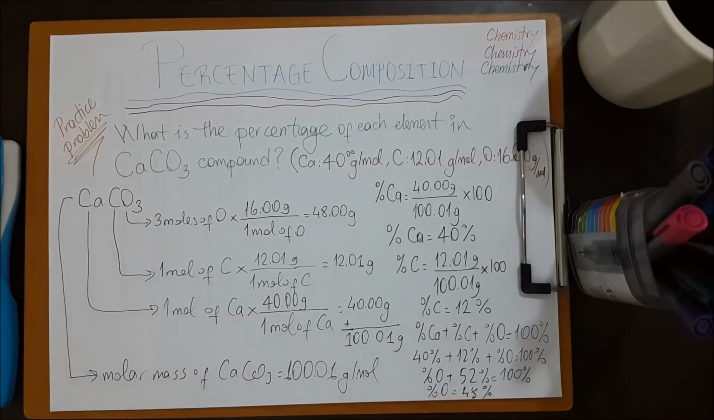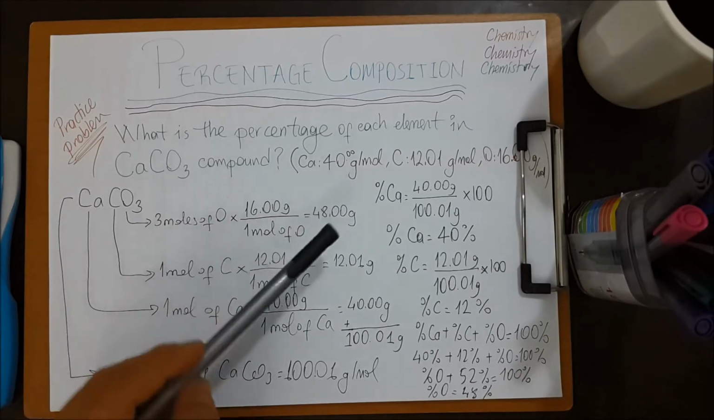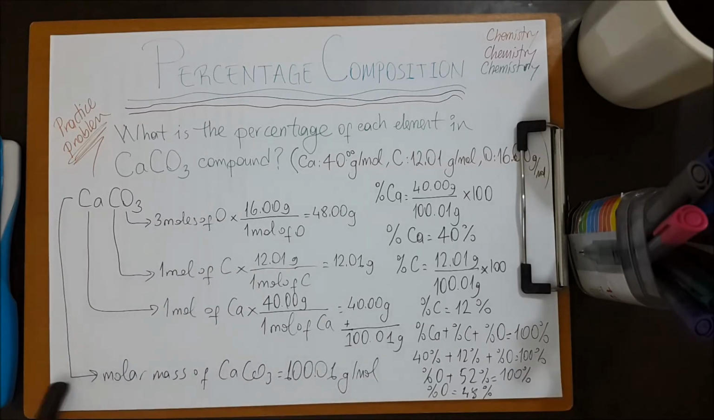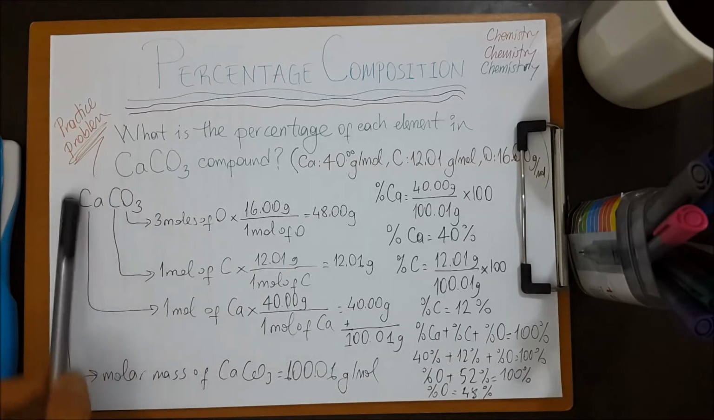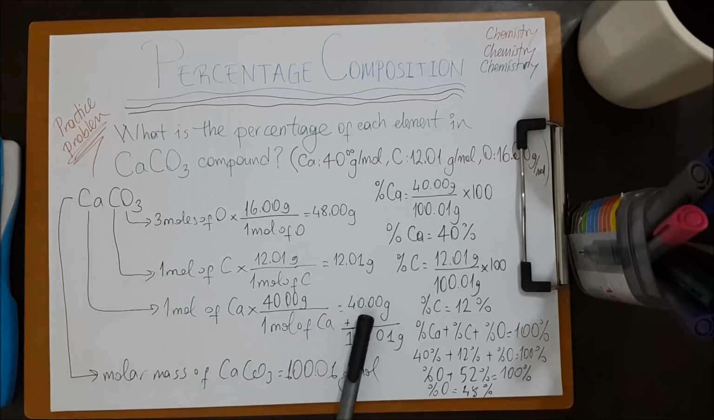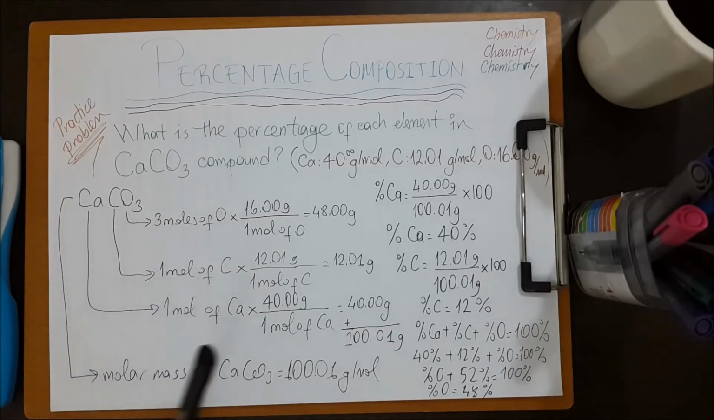Okay, what we did in this question, first of all, we found the moles of each element given in the compound. I have 3 moles of oxygen, 1 mole of carbon, 1 mole of calcium. Then we converted them into mass. After summing the masses of each element, we found the molar mass of this compound. So 1 mole of this compound makes 100.01 grams. In this gram of calcium carbonate, I have 48 grams of oxygen, 12.01 grams of carbon, 40.00 grams of calcium. And then I found the percentage of each element in this compound.